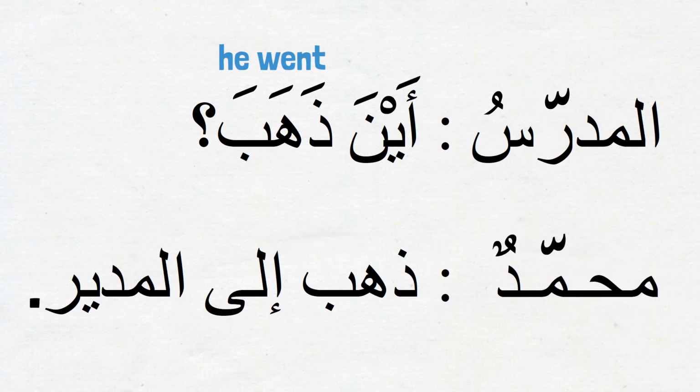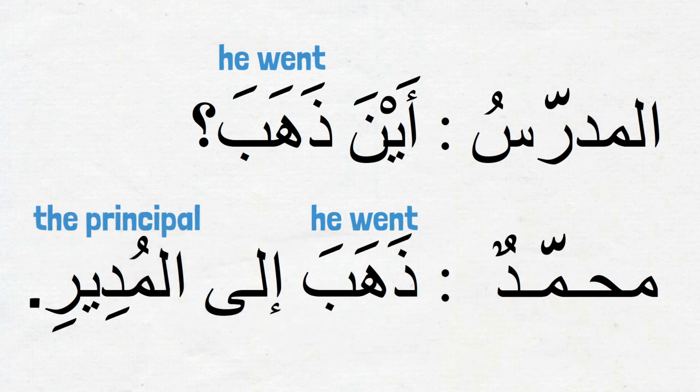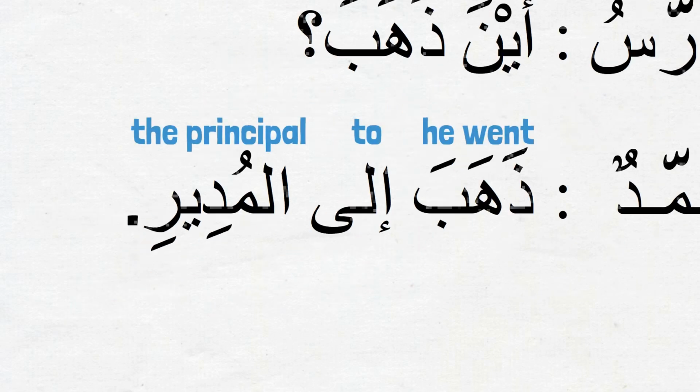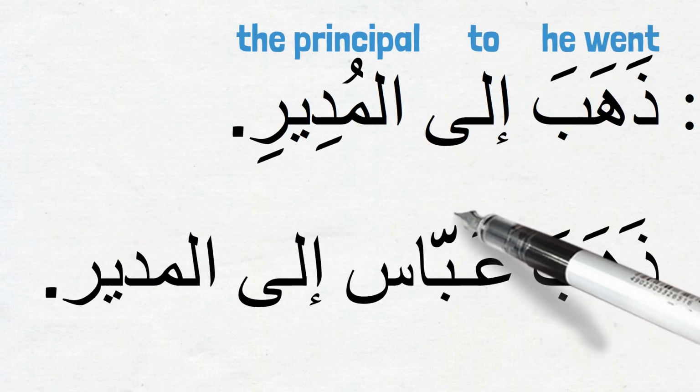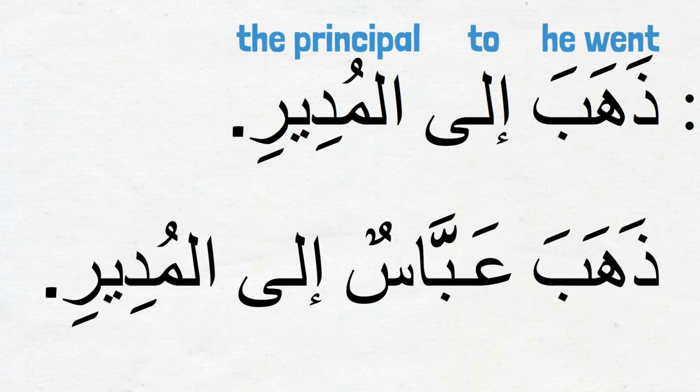Muhammadun responds, dhahaba ila al-mudiri. Dhahaba again is he went. Al-mudiru is the principal. So Muhammad is saying he, that is Abbas, went to the principal. ذهب إلى المدير. If we wanted to explicitly state the fa'il here, we could have used Abbasun and say ذهب عباس إلى المدير. This is a standard verbal sentence structure.